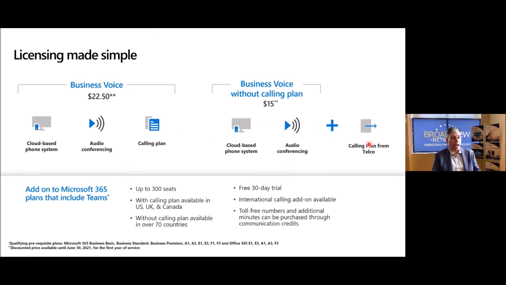If you already have a PRI or a SIP trunk in contract and you want to be able to continue to leverage that for whatever you're already paying your telephone provider for that, you can keep that and you can buy the business voice without the calling plan license, which saves you $7 per user per month to go towards whatever your existing telephone costs are. So both options exist depending on whether you want Microsoft to be the one providing the telephone line connectivity or whether you want to leverage existing service provider telephone line connectivity.